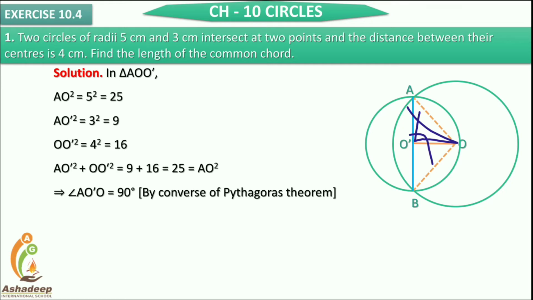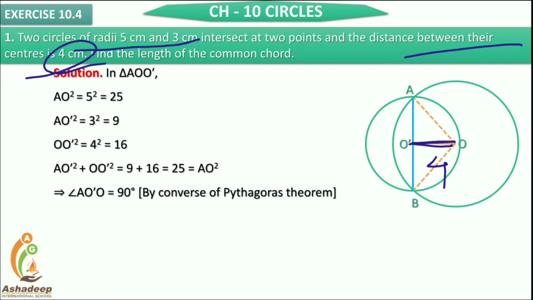Okay, distance between the centers is given here. See, one thing that I am missing here is, the radius of the two circles is given. The distance between the centers is 4 centimeter, right. Now you can put here 4, you can put here 3 and put here 5.